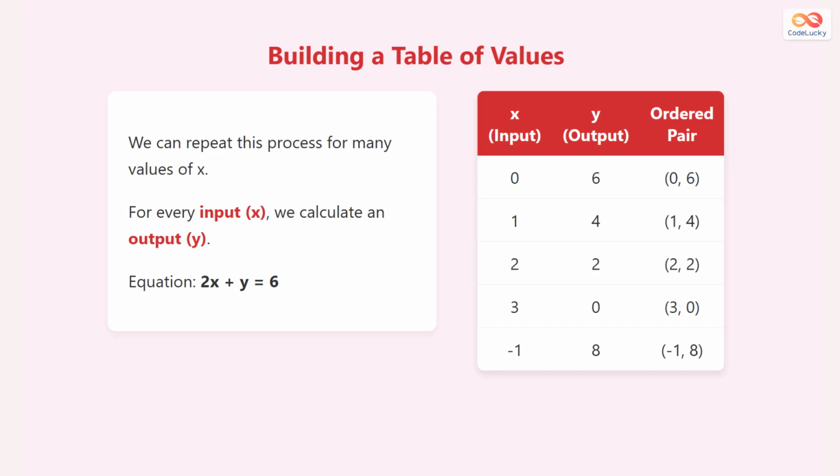We can repeat this process as many times as we like. By choosing different values for x, like 0, 1, 2, 3, or -1, we can calculate the corresponding y values. This creates a table of ordered pairs, all of which are valid solutions to the equation.